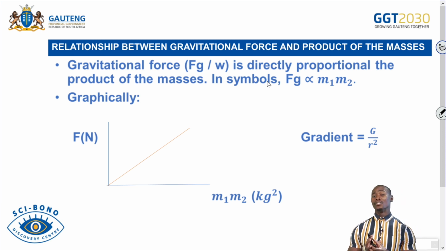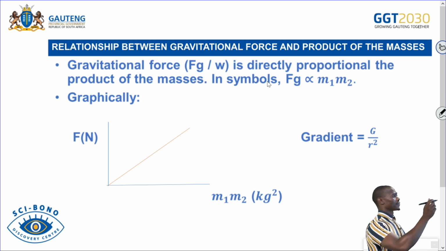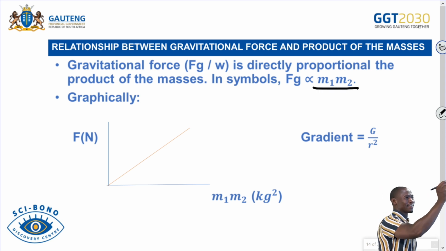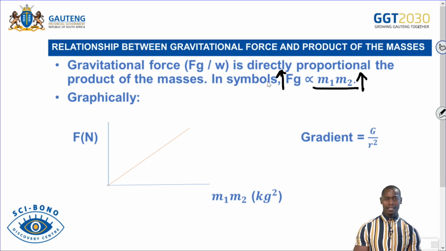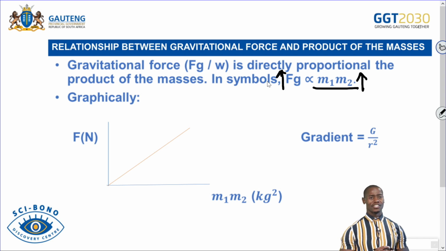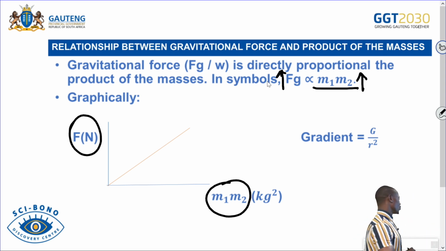Then let's talk about the relationship according to the law. The relationship between gravitational force and the product of the masses is directly proportional, which means that if the product of the masses increases, gravitational force will also increase. We can also represent that relationship using a graph. I have a graph of gravitational force versus the product of the masses here. The graph is a straight line starting from the origin, which shows a direct proportionality between gravitational force and the product of the masses.